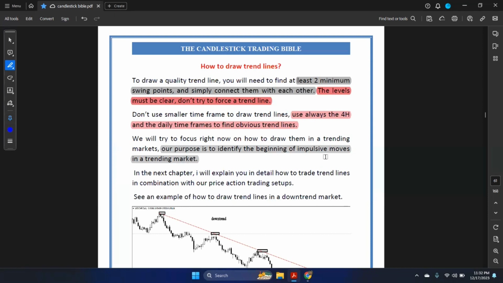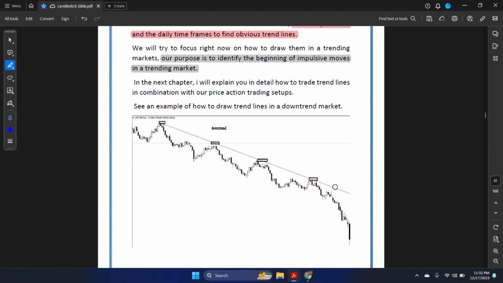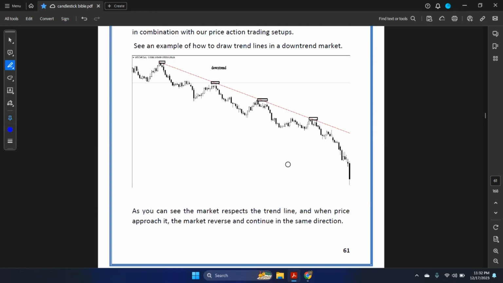We will try to focus right now on how to draw them in trending markets. Our purpose is to identify the beginning of an impulsive move in a trending market. In the next chapter, I will explain in detail how to trade trend lines in combination with our price action trading setups. See an example of how to draw trend lines in a downtrend.